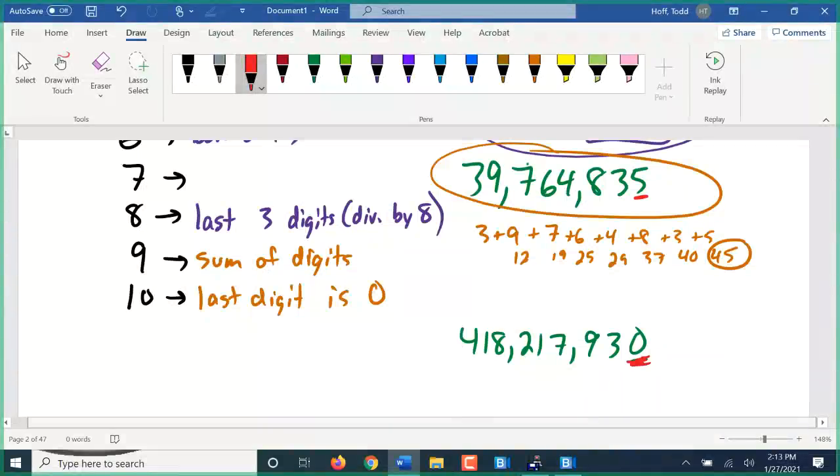Might be divisible by 3. Is not divisible by 3. 418,217,931 would be. That would not be divisible. Bigger than 10, there are divisibility rules, but they get more complex as we go. Kind of like the one for 7 is fairly complex.